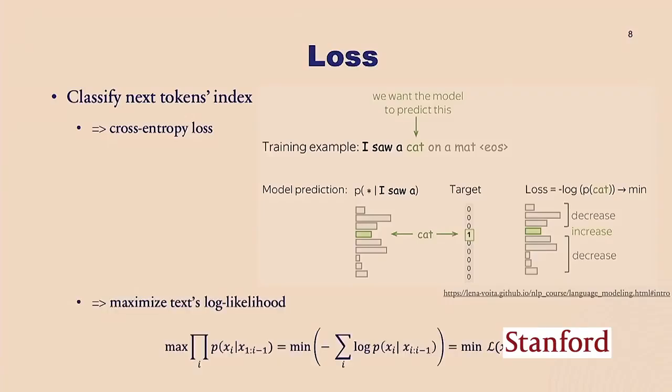One thing to notice is that, as you all know, this is just equivalent to maximizing the text log likelihood, because you can rewrite the max over the probability of this autoregressive language modeling task as the minimum over, I just added the log here and a minus, which is the cross entropy loss. So minimizing the loss is the same thing as maximizing the likelihood of your text. Any questions? Okay.